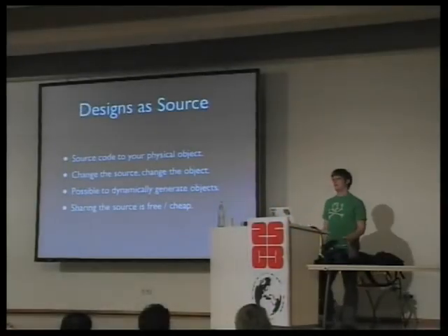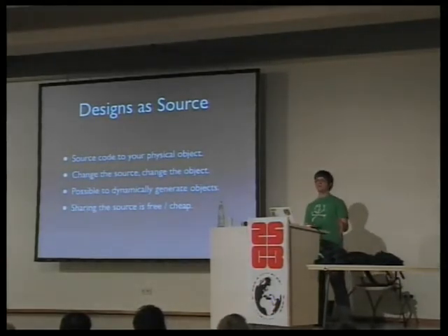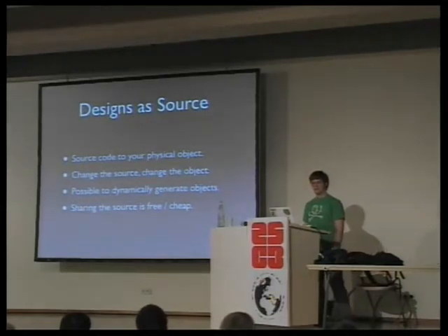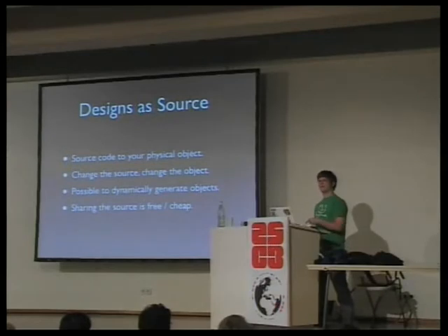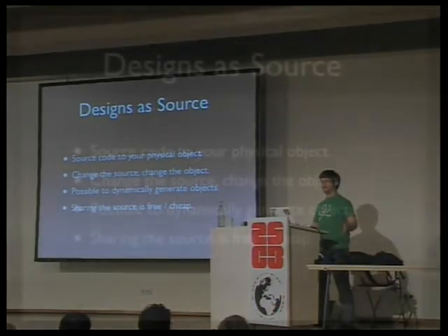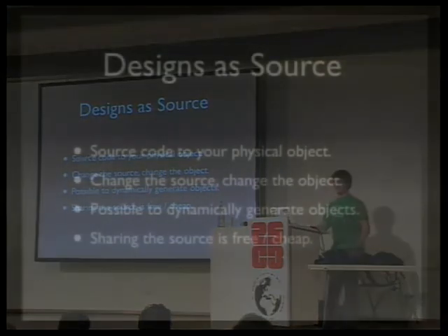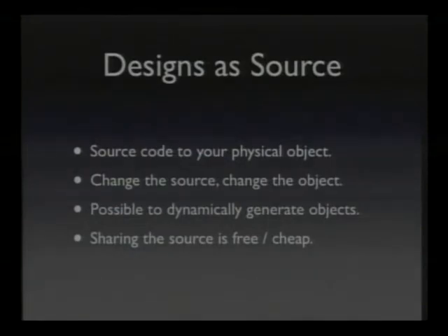So the first one is the designs that you make. A design for a laser cut object is the source code for that object. If you change the digital design, you change the actual physical object. You make a change to the design, you send it to your fabricator. In my example, I like to use a laser cutter. So you send it to print, and it laser cuts it, and then you have a new object, but it's based on that original source code.